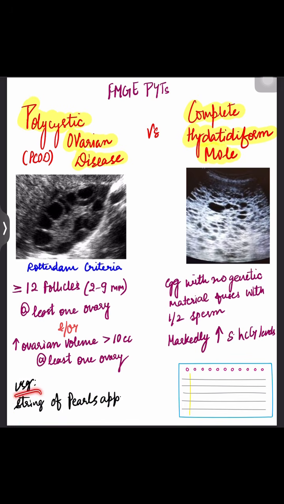First, PCOD shows a string of pearls appearance. As you can see here in the diagram, in the USG finding, the pearl-like appearance is here, and they are arranged in a series. So it forms a string of pearls appearance, as if pearls are beaded on a string.